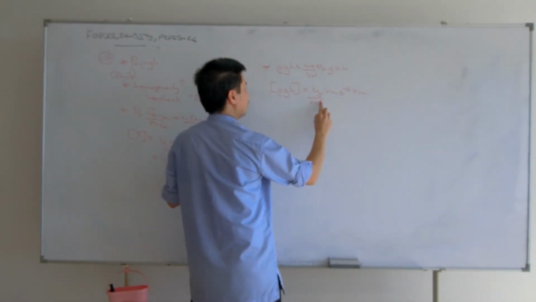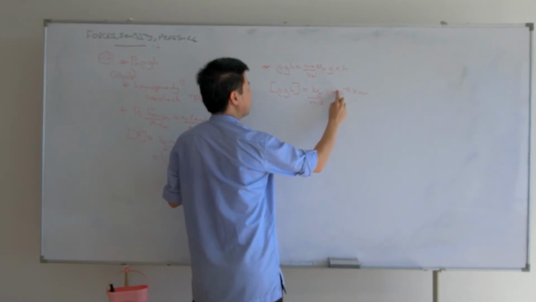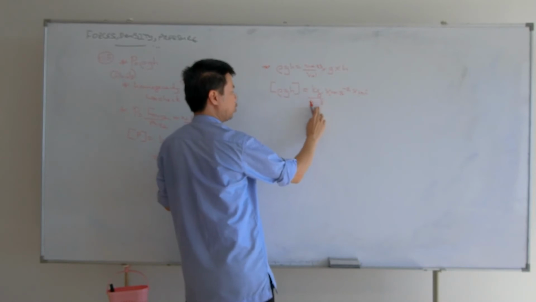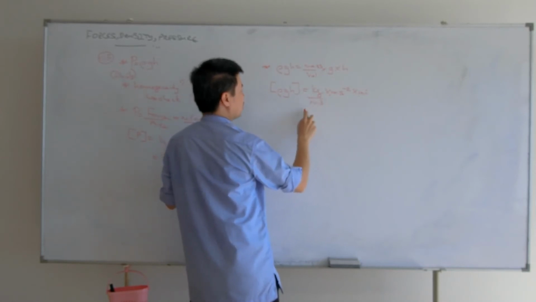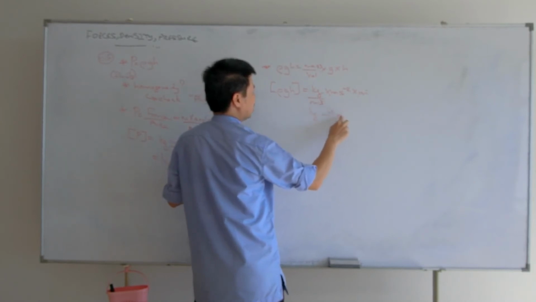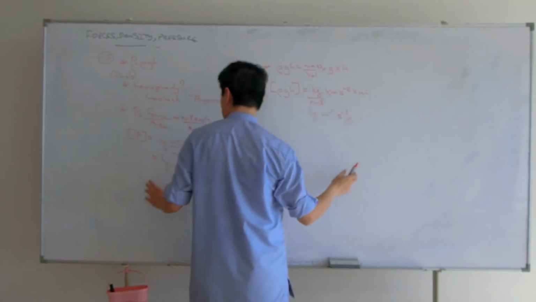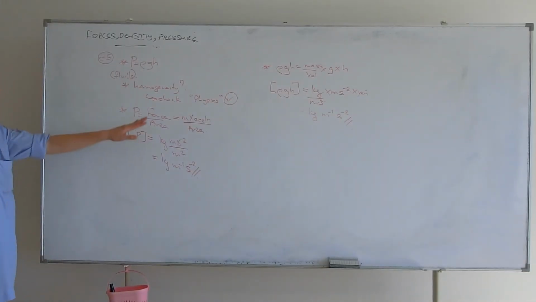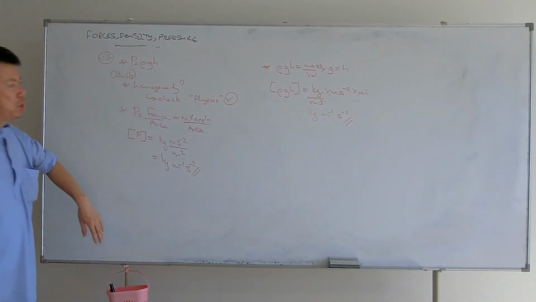So cancel the m's, you are only left with 1 m. Cancel m, and cancel the 3. So you get kilogram meter to the power minus 1 second to the power minus 2. Now we look at both sides. It shows that both have the same units, therefore they are homogeneous.